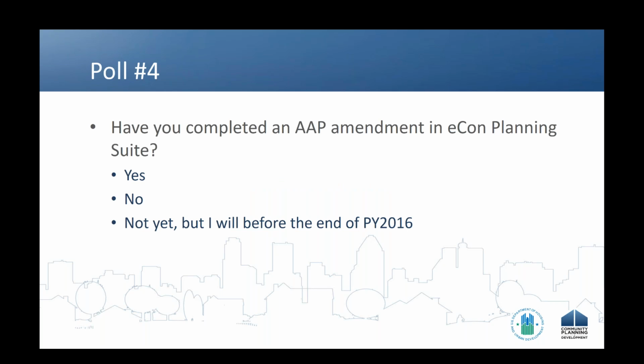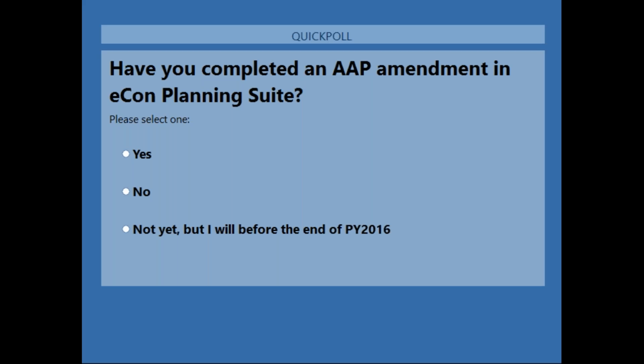Yeah, so we're going to do a poll now. I'm going to put a poll up there, basically asking about, have you completed an annual action plan amendment in the eCon planning suite? So let me launch the poll. And again, just go ahead and type in the answer that applies to your situation. Have you completed an annual action plan amendment in the eCon planning suite?